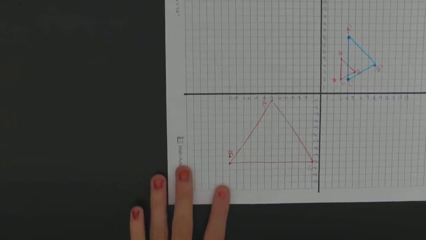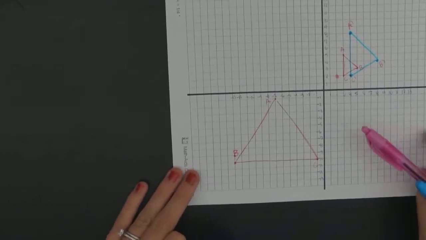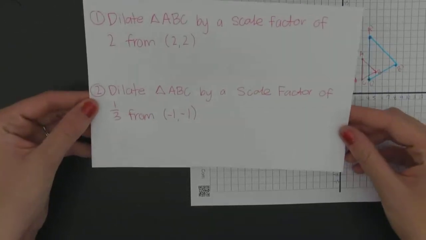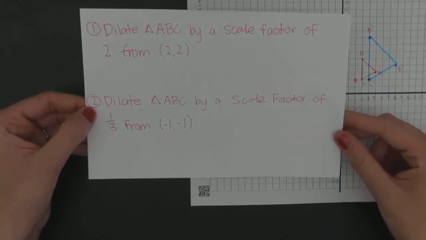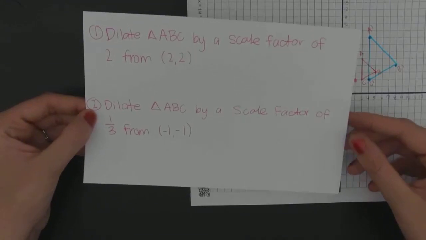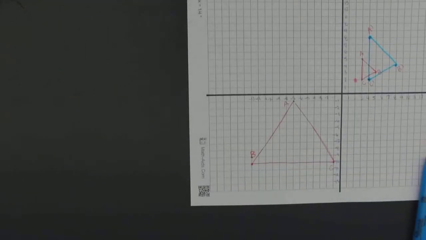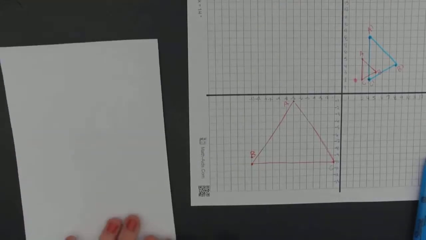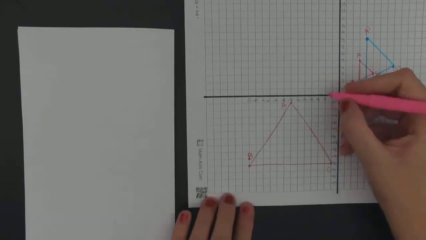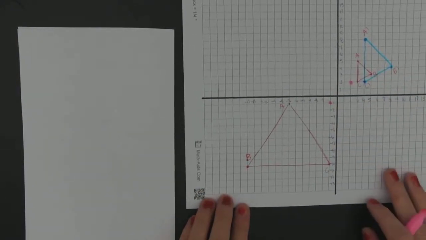Okay, now let's do one that's getting smaller. We're going to do one with a little bit of a fraction as our scale factor, because some people tend to struggle with that, and that's totally fine. Our next one says dilate triangle ABC by a scale factor of 1/3 from (-1, -1). So first thing I'm going to do is put a dot at (-1, -1), way over here.